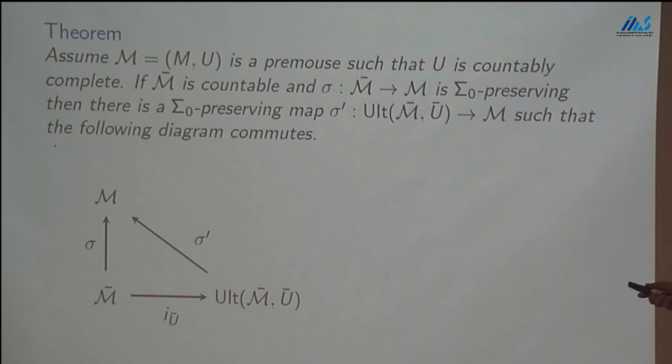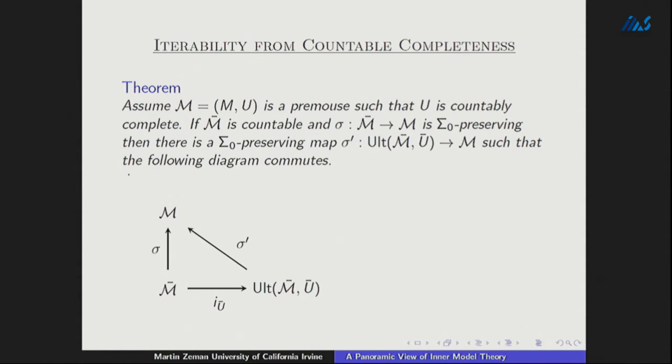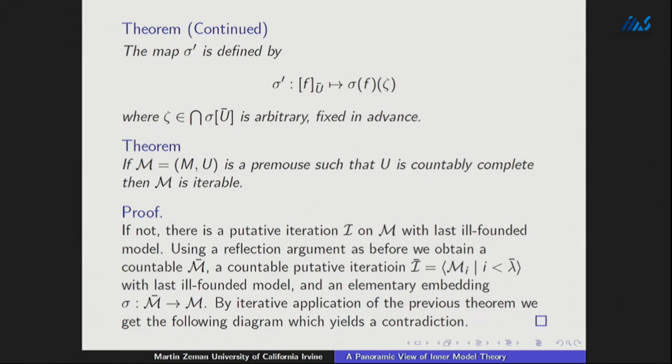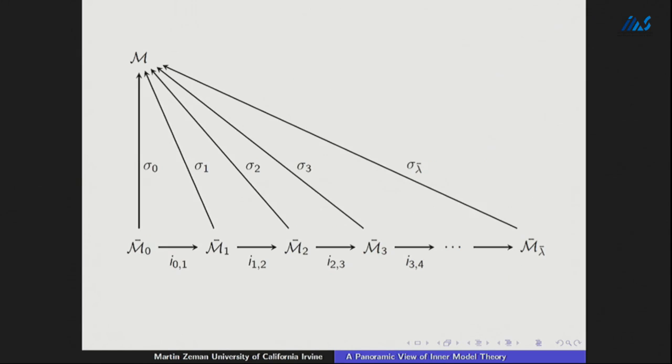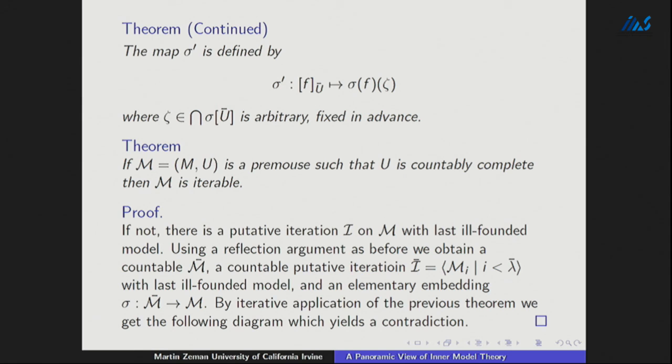I will probably get to this next time, and say a little bit more about the proof, but this construction can be iterated and gives you the proof of iterability. If you have a pre-mouse such that U is countably complete, then that pre-mouse is iterable. And the proof is the same.